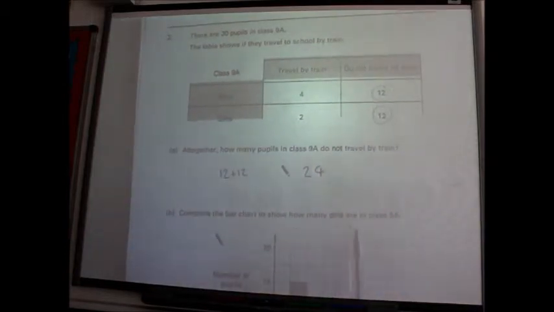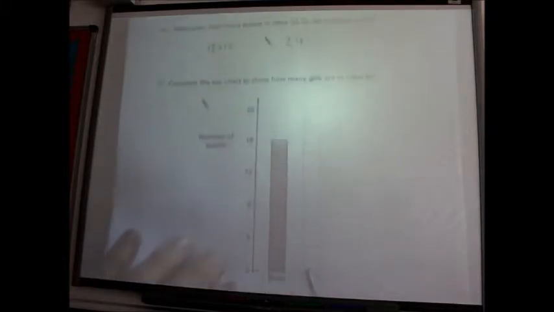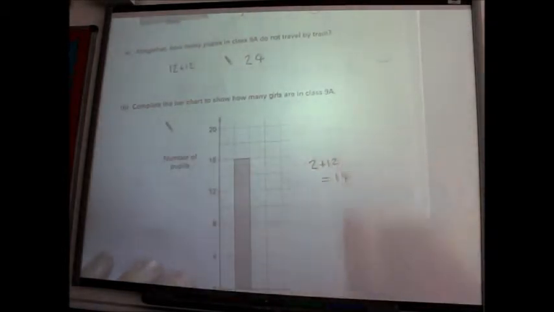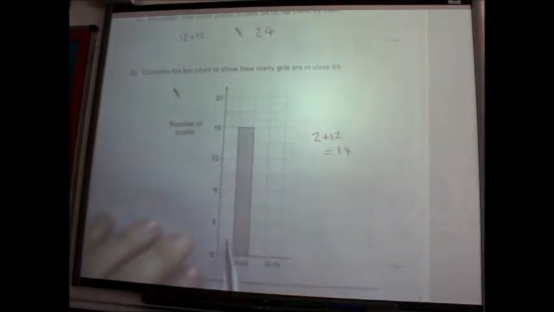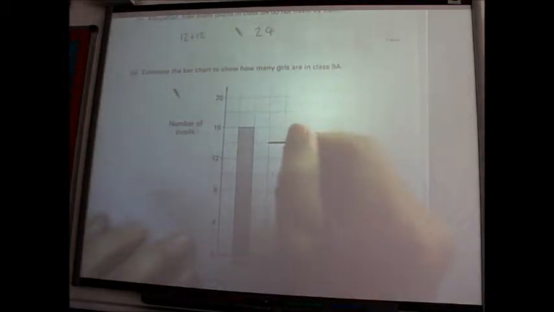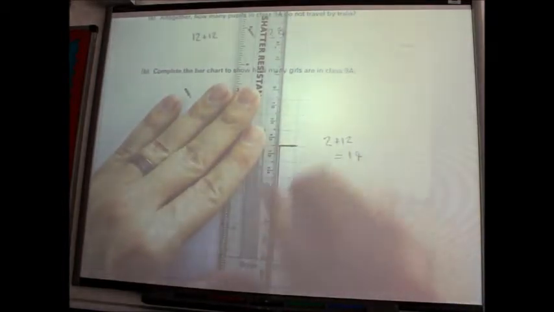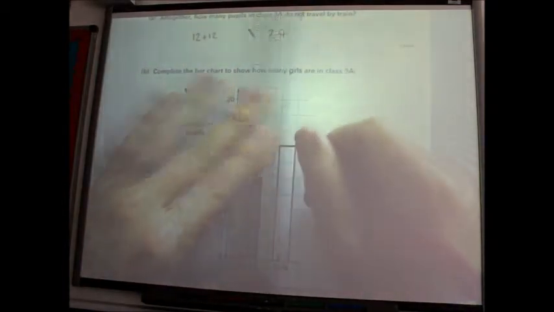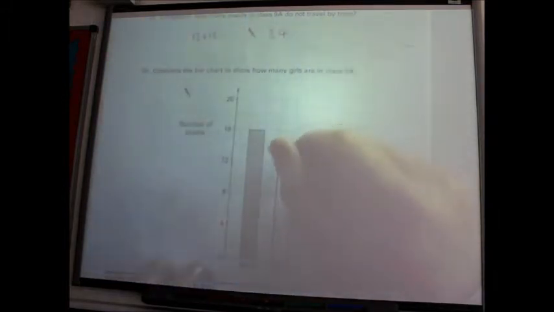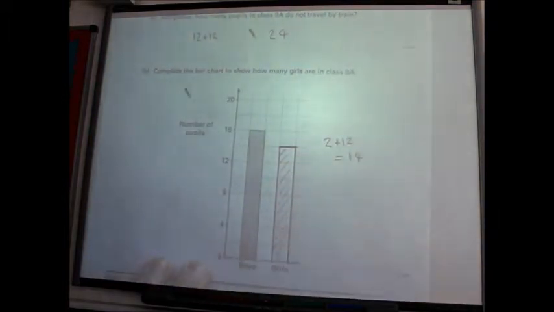Complete the bar chart to show how many girls are in class 9A. So we've got the boys here, there's 16 boys, and we need to work out how many girls there are. So what we need to do is add up 2 and 12. So in your head, 2 add 12 is 14. So we need to draw 14 on the bar chart. 0, 4, 8, so it's between 12 and 16, it's exactly between 12 and 16. So the top line is there. Make sure you use a ruler to draw the lines coming down, because you should always use a ruler when drawing a bar chart. And if you want, you can just shade it in a little bit so it stands out.